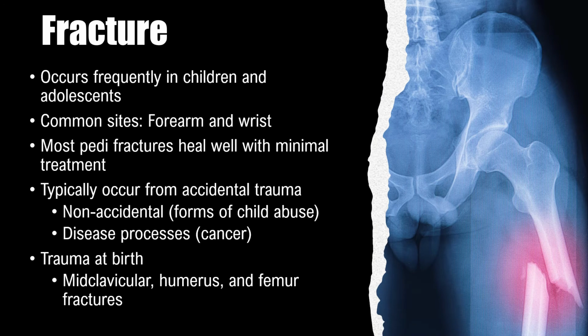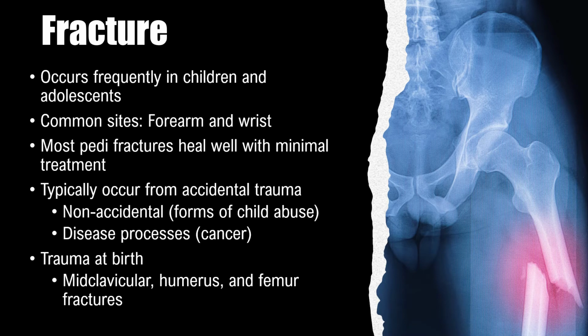All right, so moving on to fractures. This actually occurs more frequently in children, like we had mentioned earlier. Common sites for fractures in children are the forearm and the wrist. And most pediatric fractures heal very well with minimal treatment. Their bones are still very flexible and they're still growing, and that's a positive for the child because typically fractures will heal a lot quicker the younger the child is.